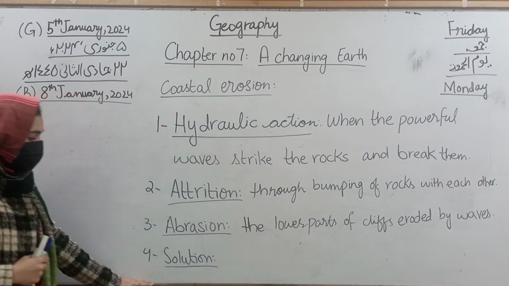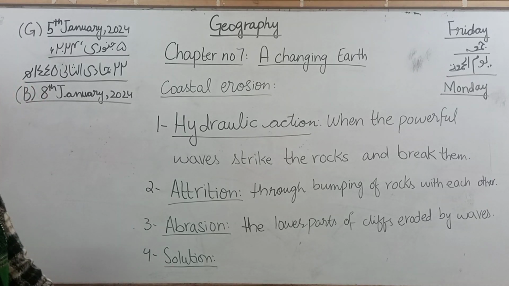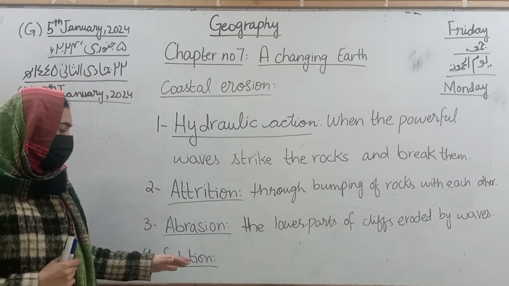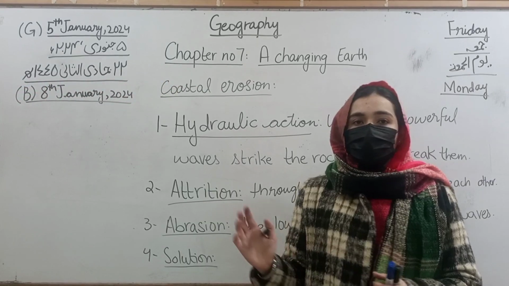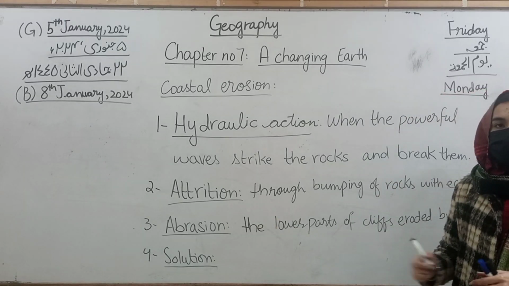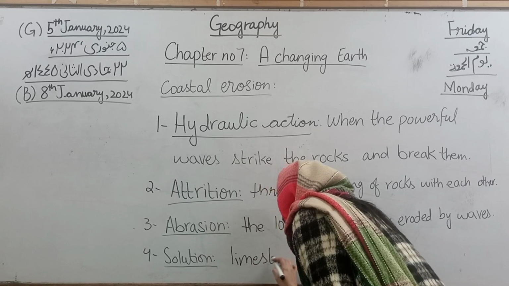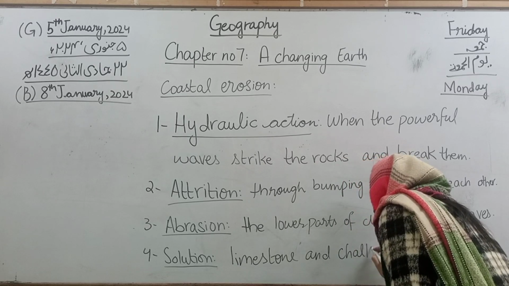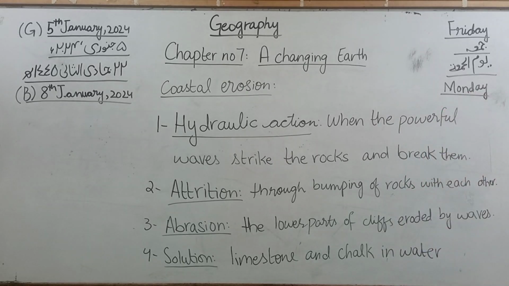Solution is also a type of coastal erosion, because when the waves strike the cliffs or the rocks, it causes the rocks in which limestone and chalk are present to dissolve in water. So coastal erosion occurs by solution in such a way, by dissolving limestone and chalk in water. So here are the ways by which coastal erosion occurs.